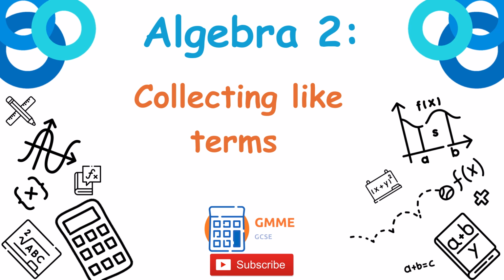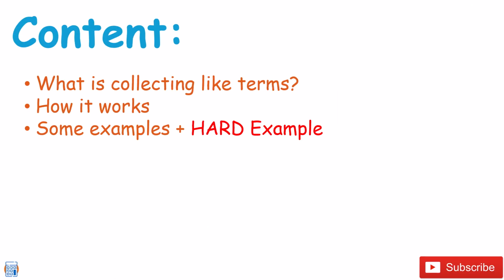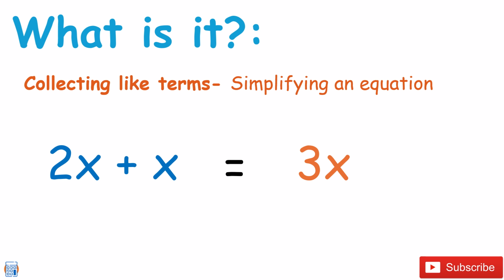Today we're going to be going through algebra collecting like terms. So the content today, I'm going to be going through what collecting like terms actually is, how it works, and then we're going to finish it off with some examples and a hard example. So I'll be quite impressed if you can get that one completed. So starting off, what is it?